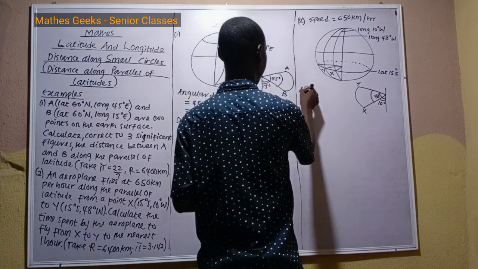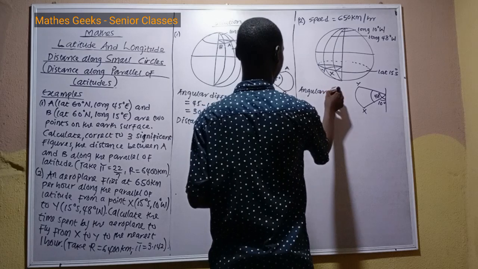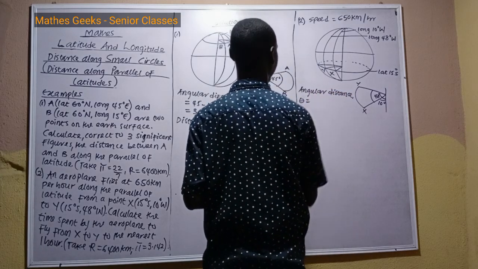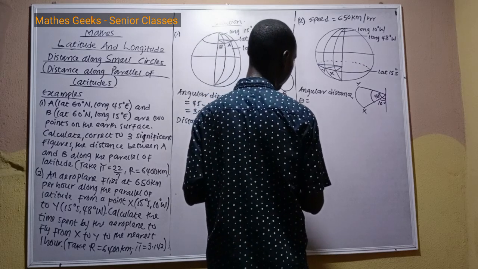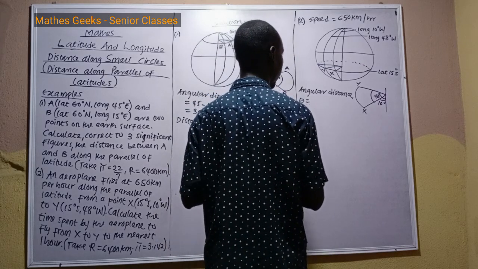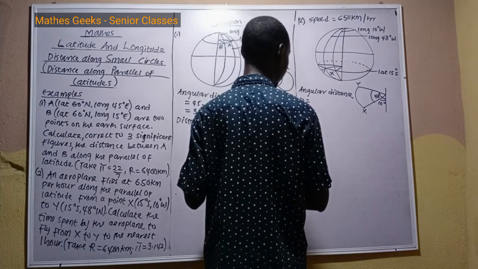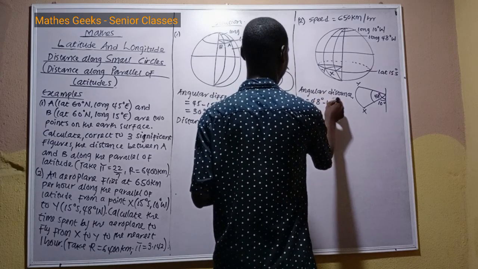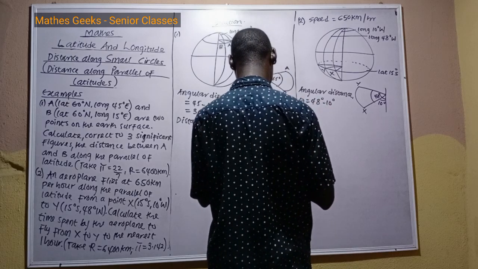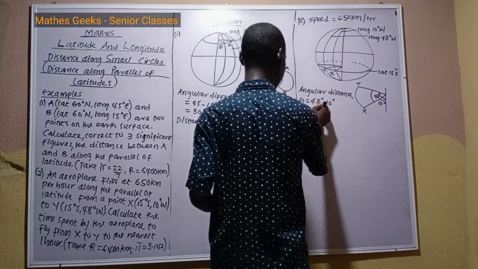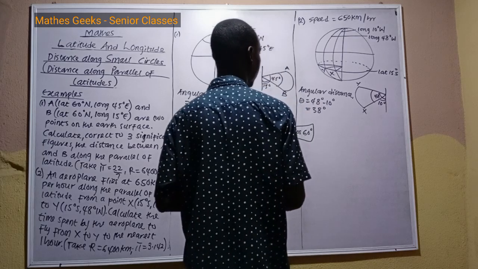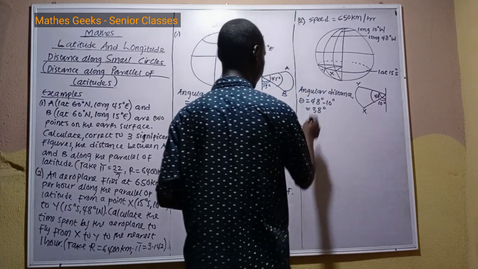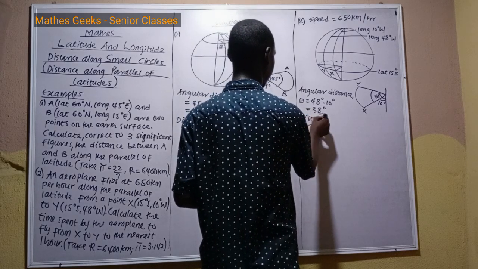So the angular distance theta: they are both lying on the same side of the globe, which is the west. So we're going to subtract 48 degrees minus 10 degrees, which is 38 degrees. And the next thing is to look for the distance between X and Y.